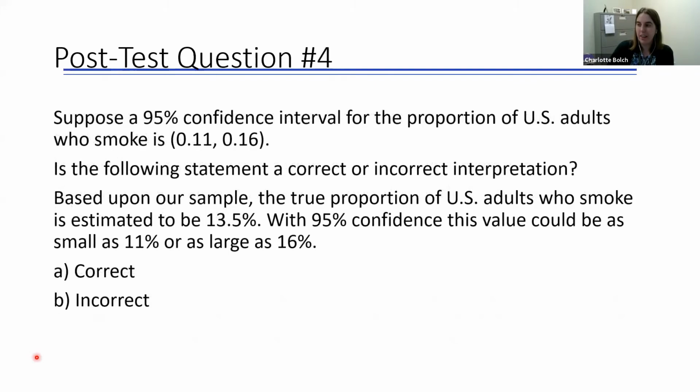And then finally, we have the same confidence interval and the following interpretation. Is it correct or incorrect? Based upon our sample, the true proportion of US adults who smoke is estimated to be 13.5%. With 95% confidence, this value could be as small as 11% or as large as 16%.